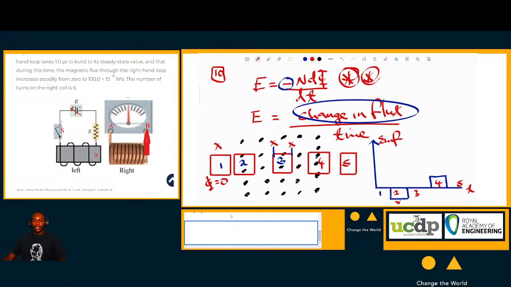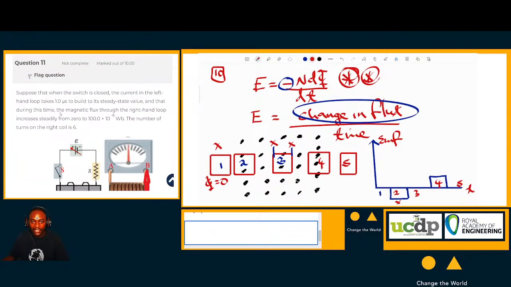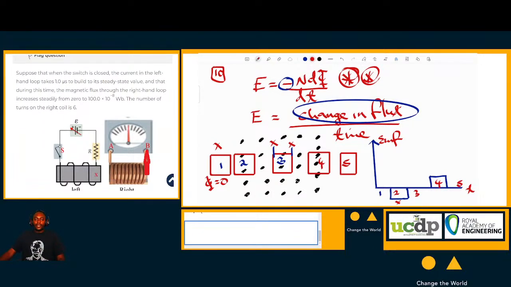All right, now this one is a fundamental question that also requires some diligence in terms of working out or determining the direction and everything. So we're going to go through it together.